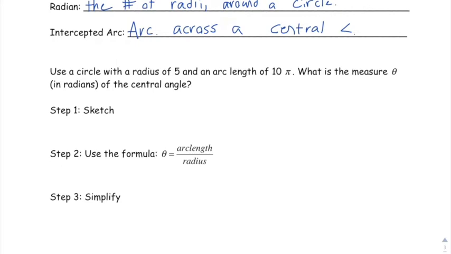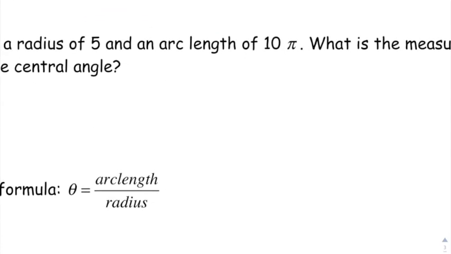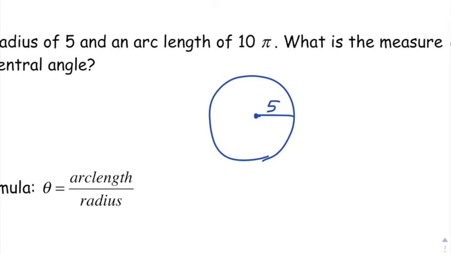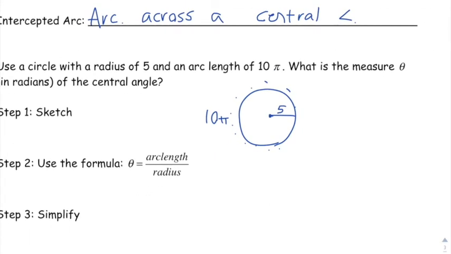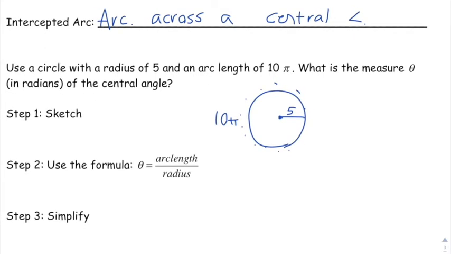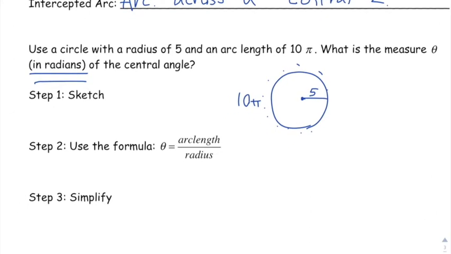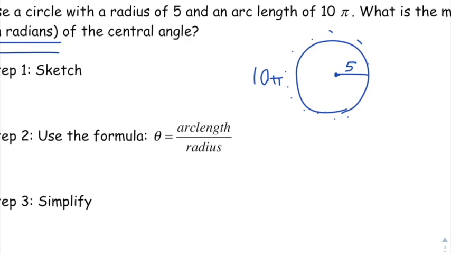Anyways, use a circle with a radius of 5, and then an arc length of 10 pi. What is the measure in radians of the central angle? This probably isn't the best example to start out with, but the radius is going to be 5, and we have an arc length of 10 pi. Then we're going to figure out the measure in radians, and here's the symbol we typically use for it. It's called theta, one of the Greek letters, and you're going to find the central angle from that.